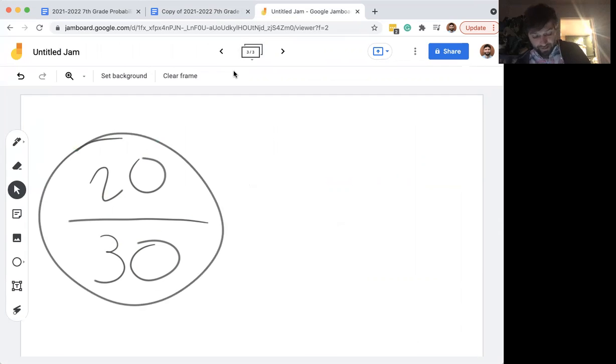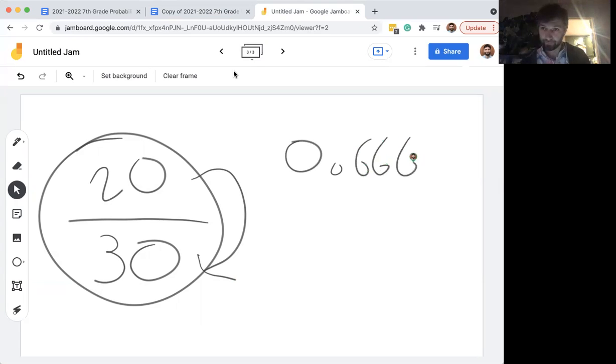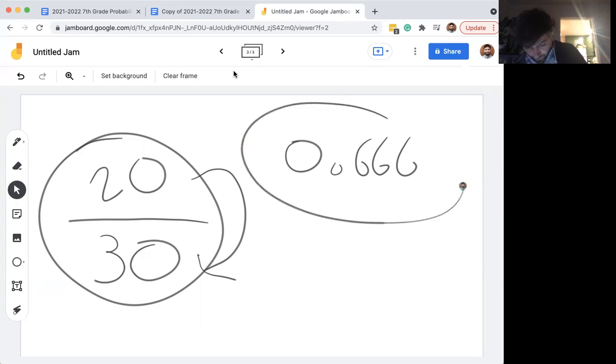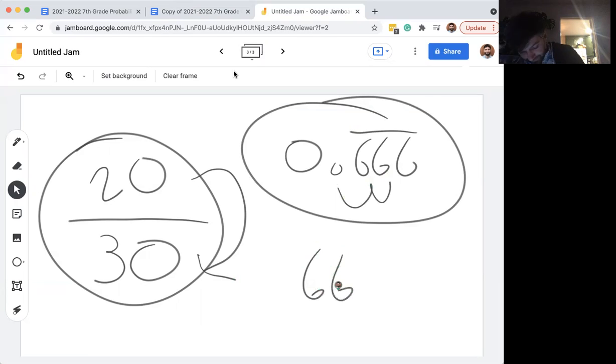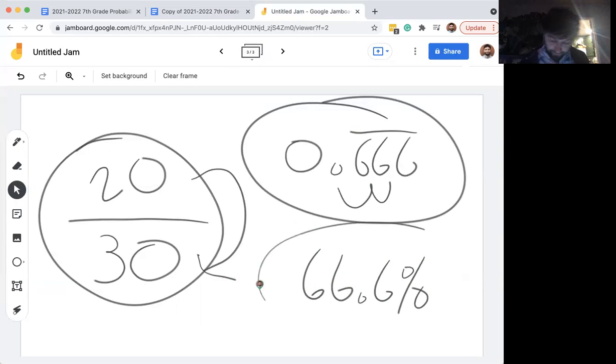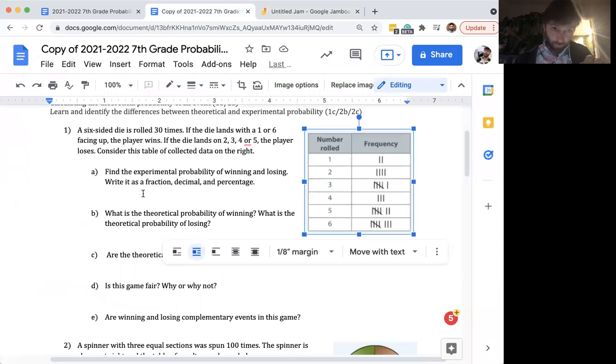To turn that into a decimal, we're going to divide our numerator by our denominator, 20 divided by 30. You get 0.6666 extending forever, which there's our decimal. Put the line to show that it goes on forever. And then we move our decimal place 2 to the right, 66.6% as a percent. So that's question 1, or 1A.